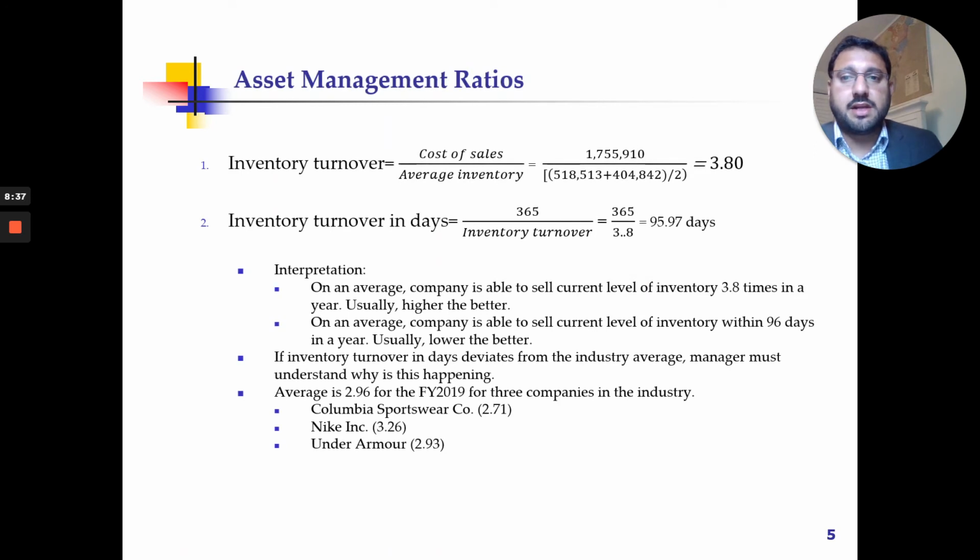So the first ratio is inventory turnover, and as the name suggests, it measures how many times over a particular period, in this case 1 year, the company is able to sell its current level of inventories. Whenever you sell the inventory, that becomes part of your cost of goods sold, and we divide the cost of goods sold or cost of sales by the average inventory.